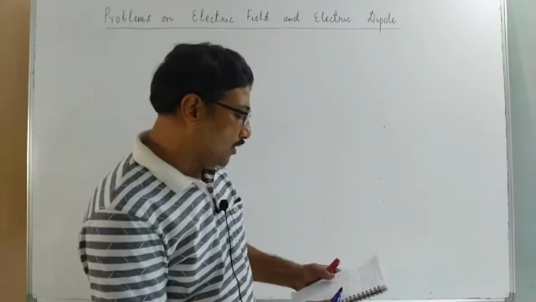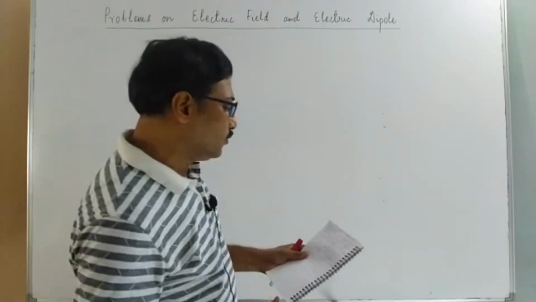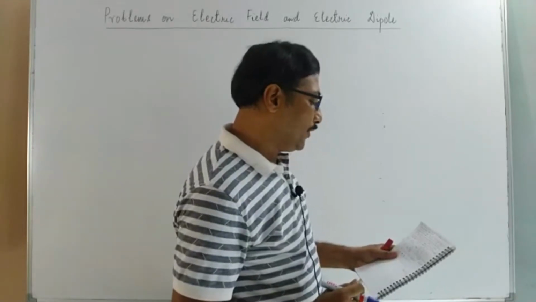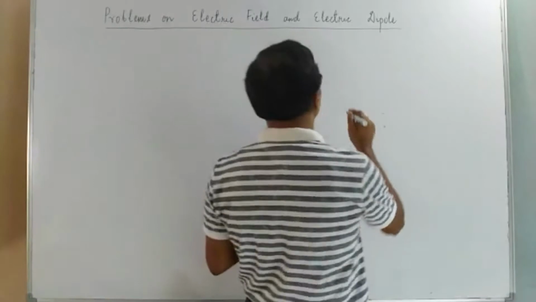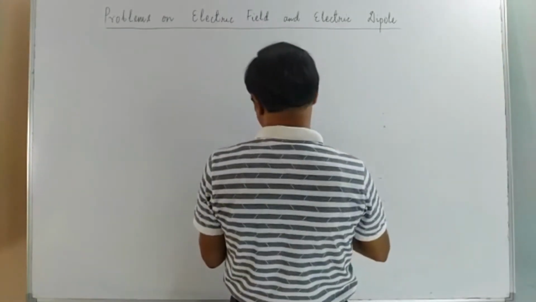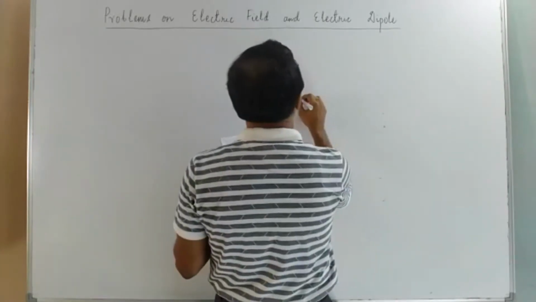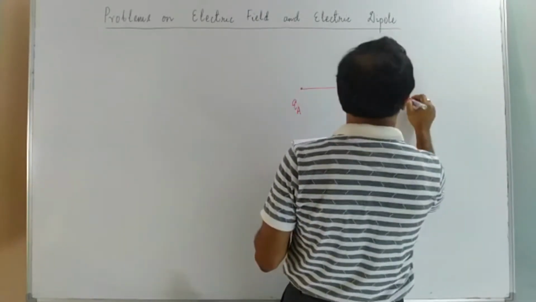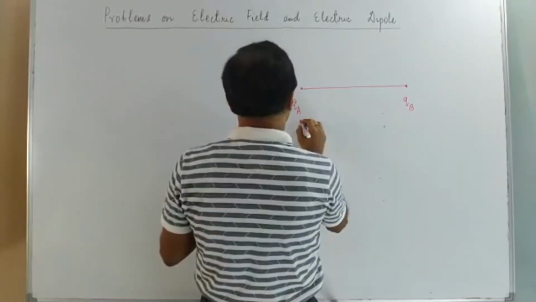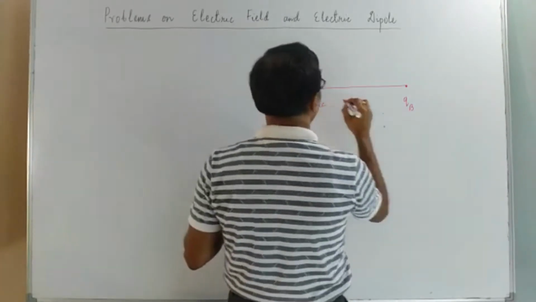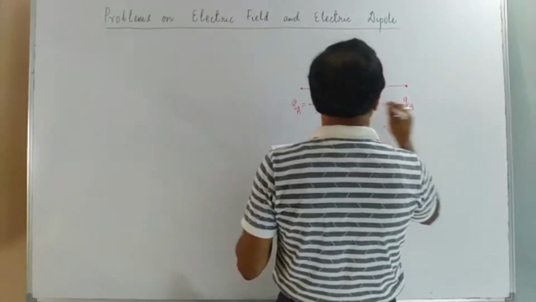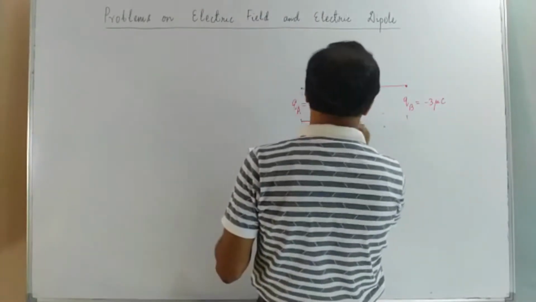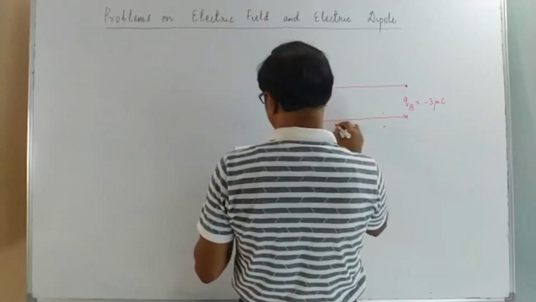The statement of problem 1 is: two point charges QA equal to plus 3 microcoulomb and QB equal to minus 3 microcoulomb are located 20 centimeter apart in vacuum. So you have two point charges QA and QB. QA is equal to plus 3 microcoulomb, QB is equal to minus 3 microcoulomb. The separation between them is 20 centimeters.